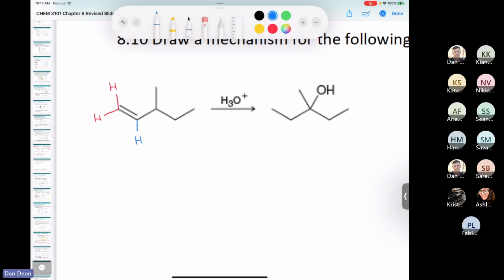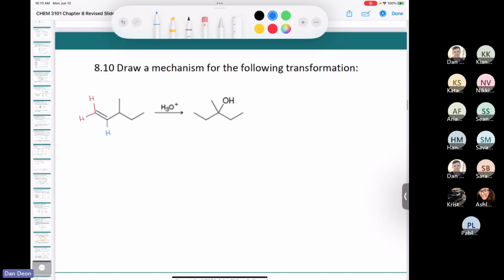Sean, I couldn't give you a bigger thumbs up. Exactly. Yes, there's a rearrangement going on here, isn't there? And how are you going to figure that out? By drawing the mechanism. So let's do it.